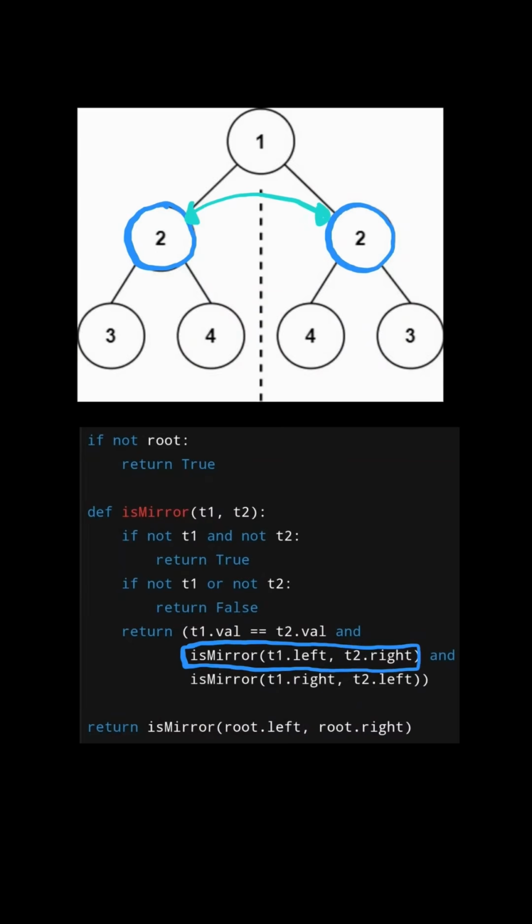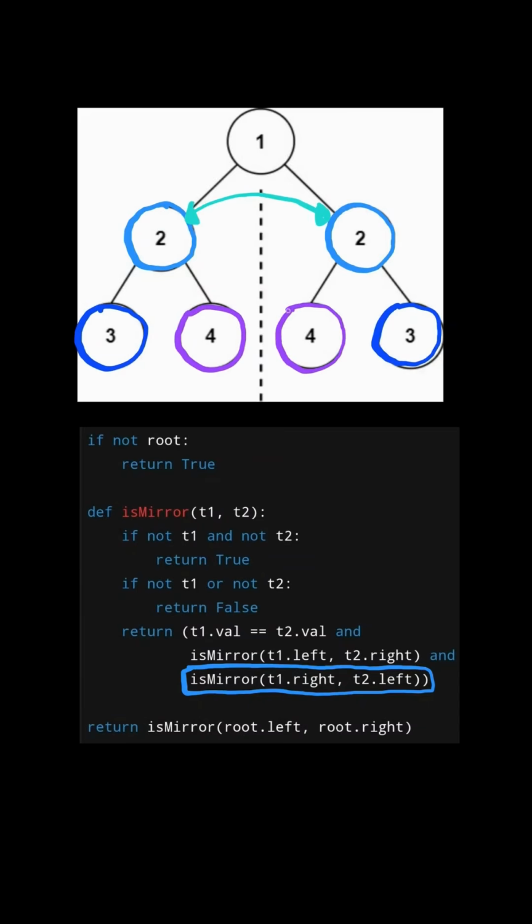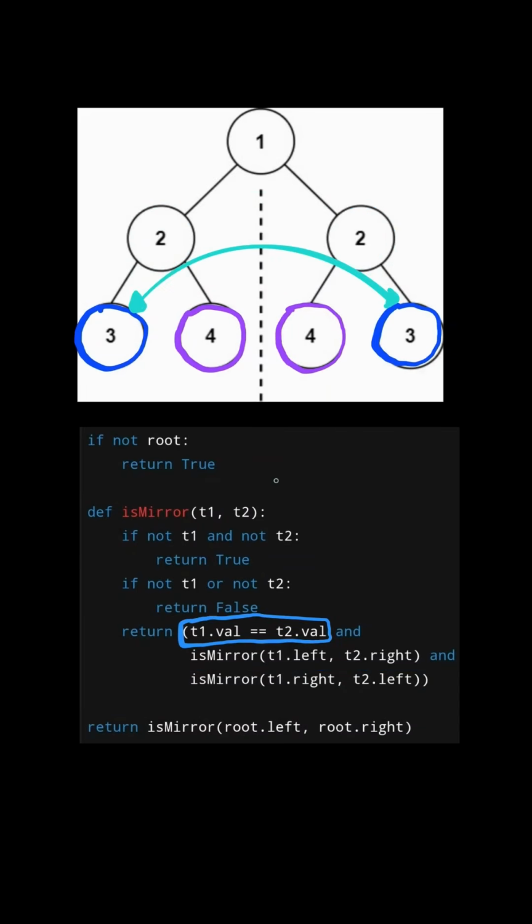We then recurse and call this function again on the first tree's left value and the second tree's right value. And we also recurse and call this function again on the first tree's right subtree with the second tree's left subtree. Consider this first recursion call where the values are the same.